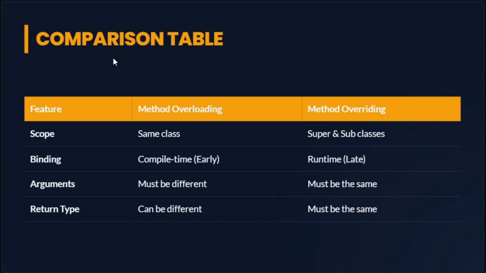This table is like a gold mine, and it's really very important to remember this. Overloading is early binding because it happens at compile time. Overriding is late binding because it happens at runtime. Overloading requires different parameters. Overriding requires the exact same parameters. And the return type can be different in overloading. In overriding, the return type must be the same.